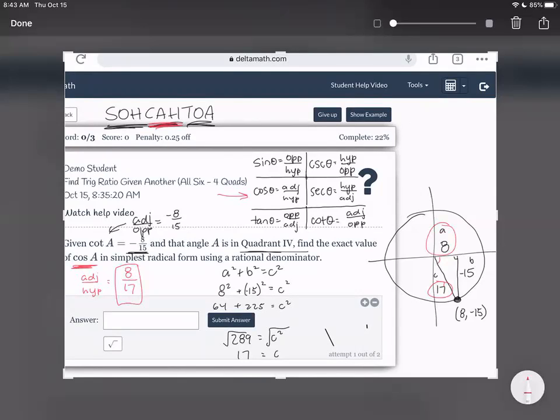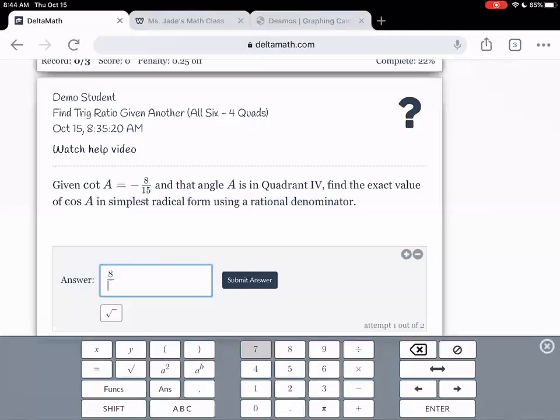Okay, 8 over 17, I'm going to enter that in.